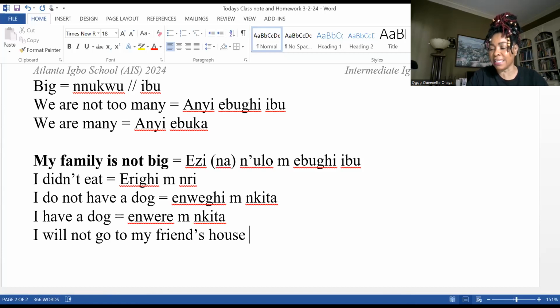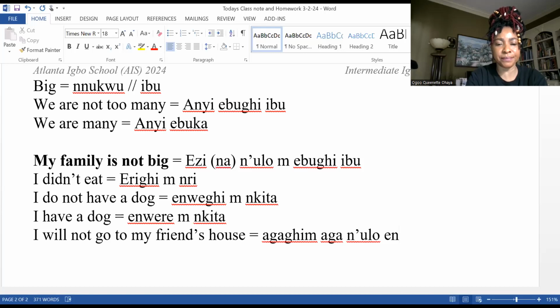Basically, you're repeating the sentence. You say, agagim nolo enyim. I didn't go. Okay, past tense. So you're missing M there. I will not go to my friend's house. Agagem. Aga, rem. Aga, na. Olo, enim. That's how you're supposed to write it.